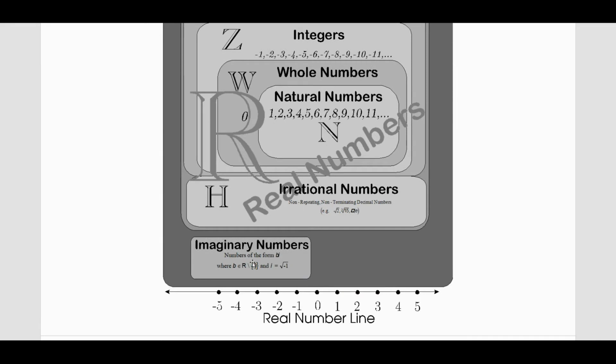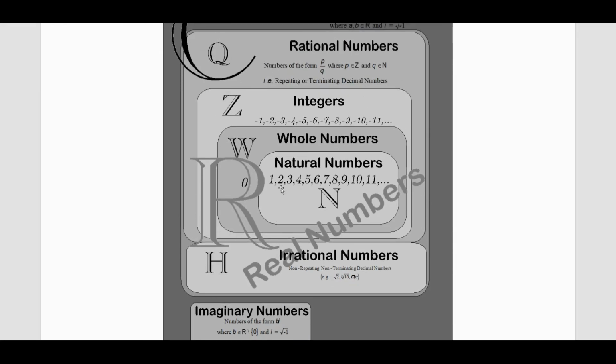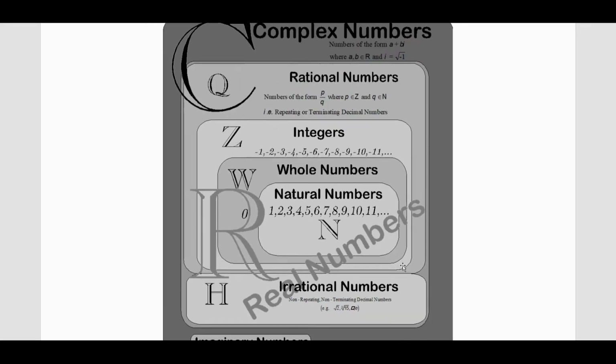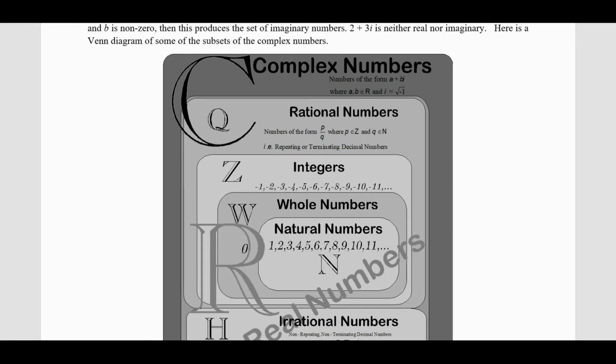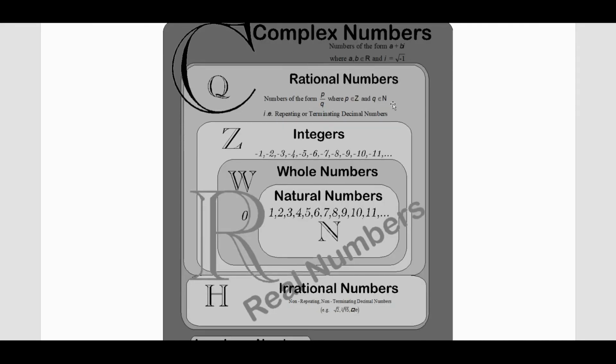The imaginary numbers are numbers of the form bi, where b is a real number but not 0, and i is the square root of -1. And the complex numbers include the reals, imaginaries, and other things. All this, which is numbers of the form a plus bi, where a and b are real, and i is the square root of -1.